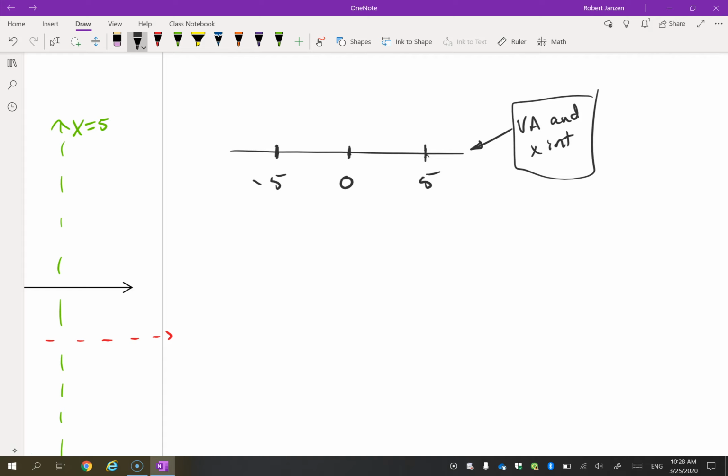Okay, and we're going to test points. We're going to test negative 6. We're going to test, I don't know, let's say negative 1. We'll test positive 1. And we'll test positive 6. And where are we going to test those in? Well, our equation, the factored form, is this.